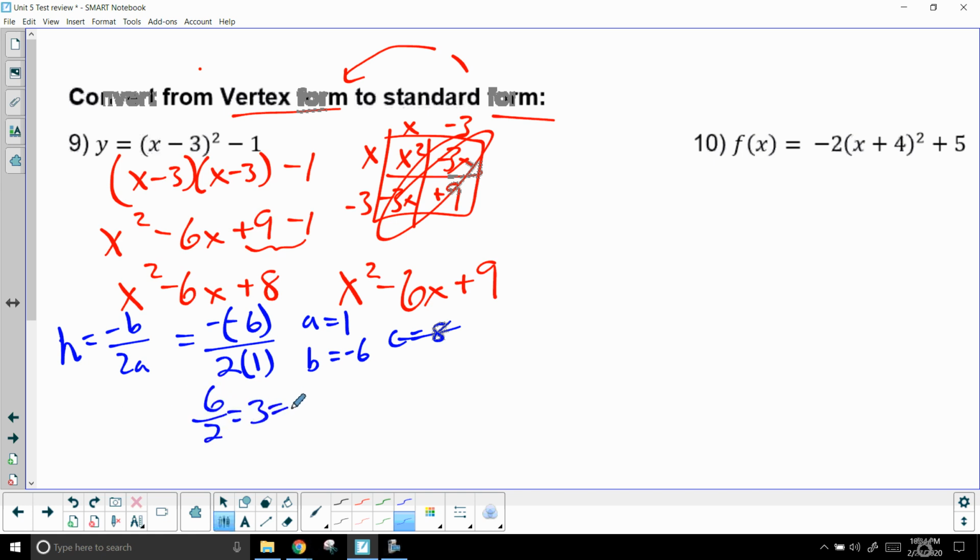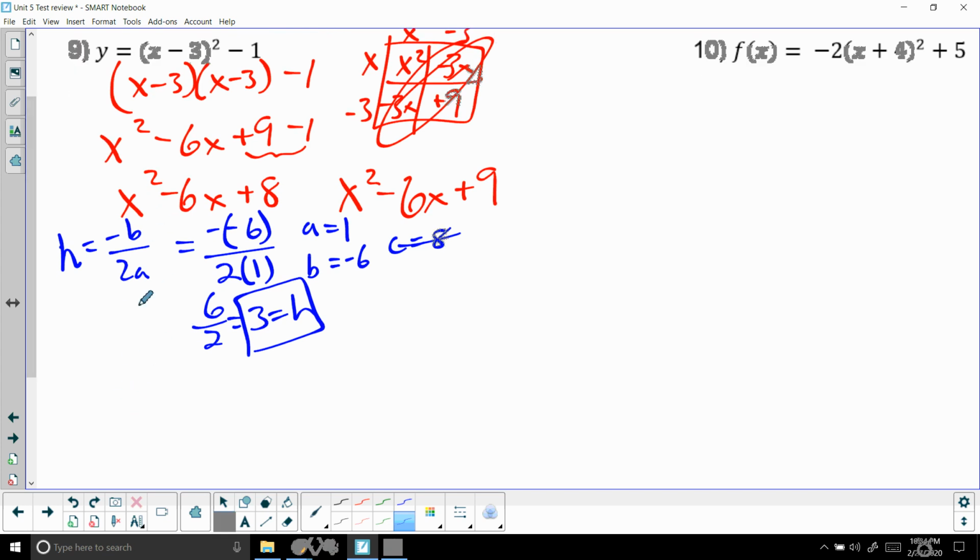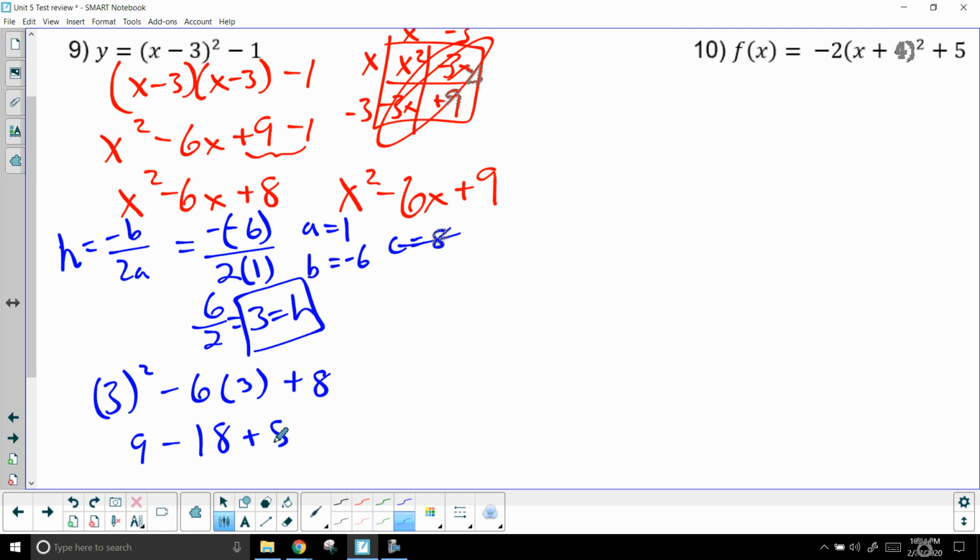Our note said to plug that back into the equation. So 3 squared minus 6 times 3 plus 8. So that's 9 minus 18 plus 8. Let's see, -18 plus 8, that makes -10. Add 9, we get -1.